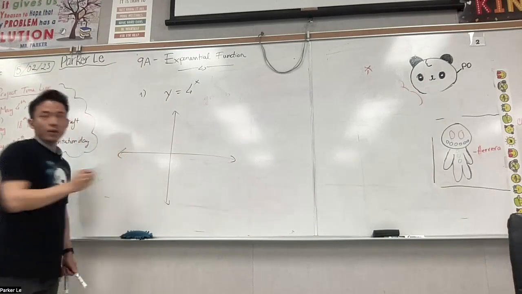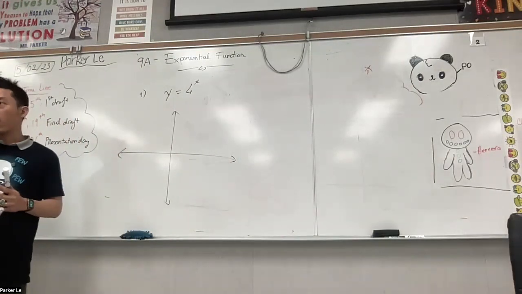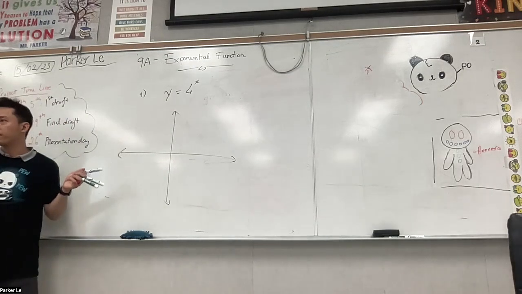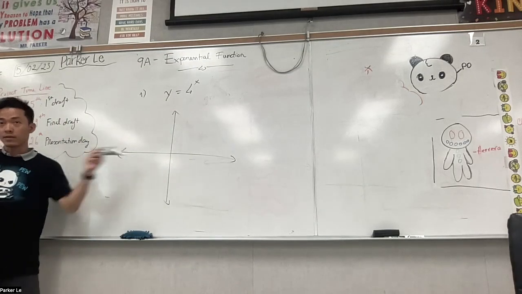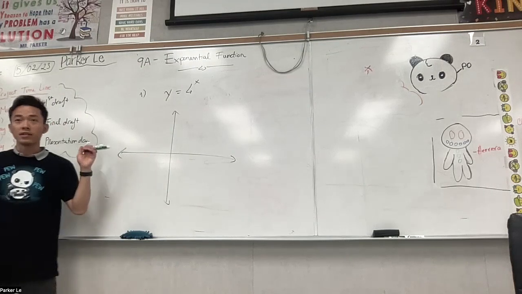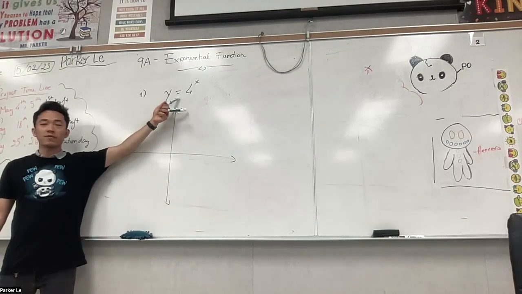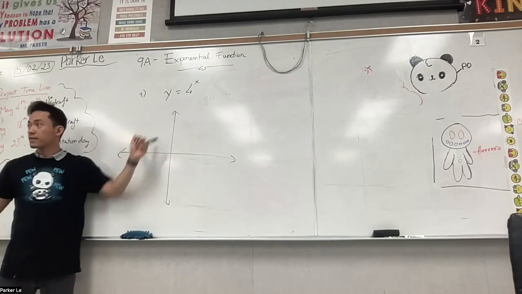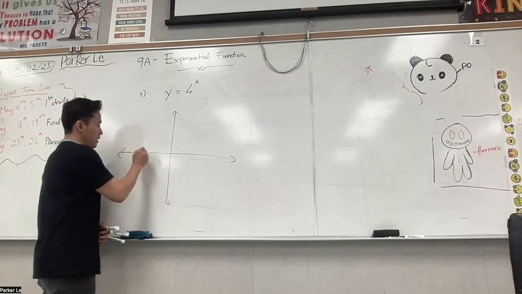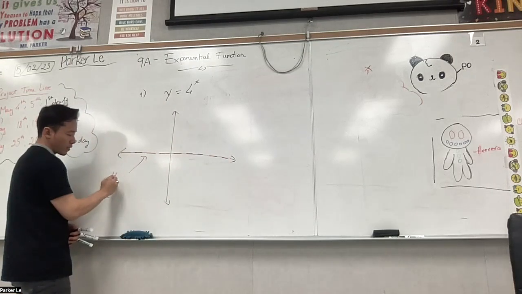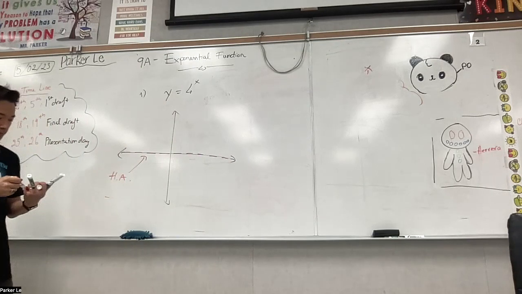The very first thing I want you to do is find the horizontal asymptote first. What is the horizontal asymptote? The line that the graph approaches. Yeah, I know. Yeah, good. That definition. So what is the horizontal asymptote for this one? Yeah, the x-axis. Right. So this is the horizontal asymptote, HA.